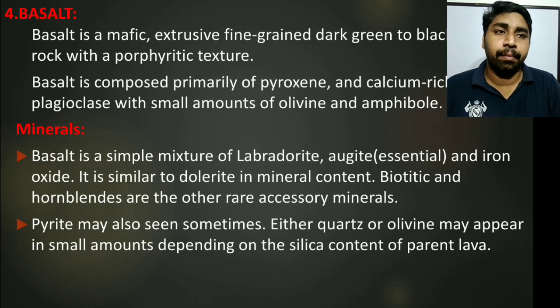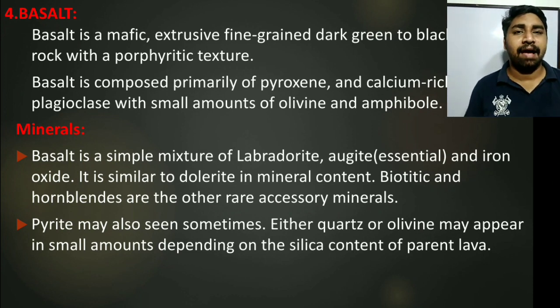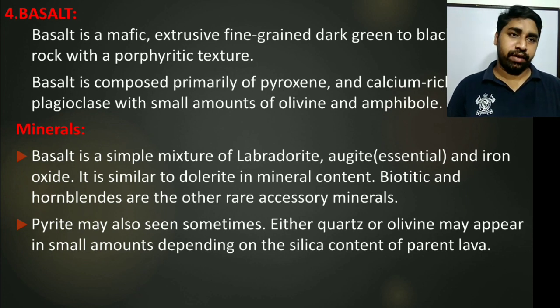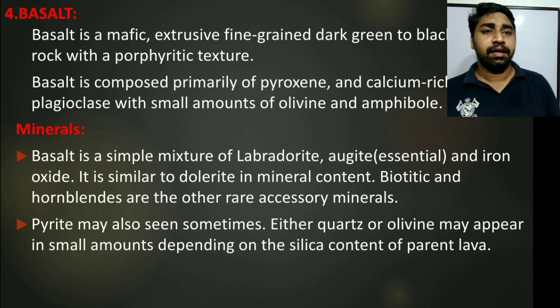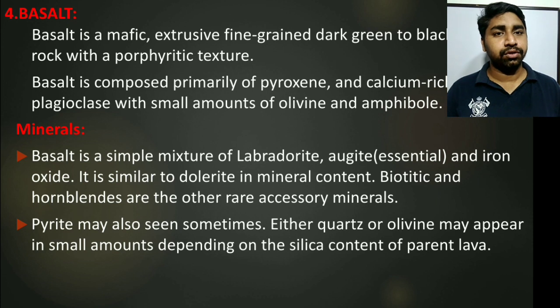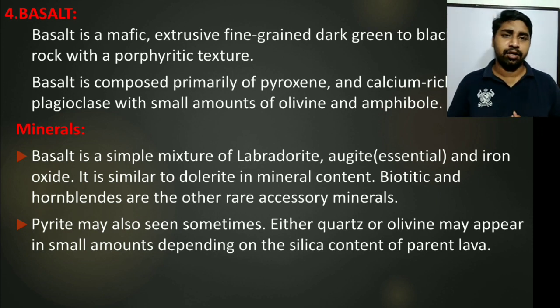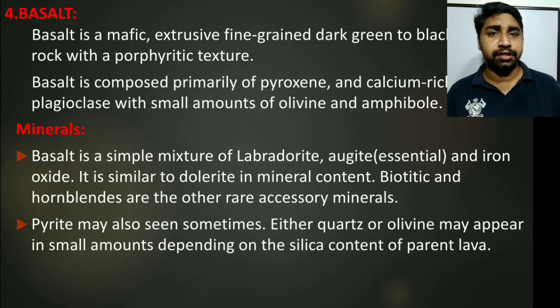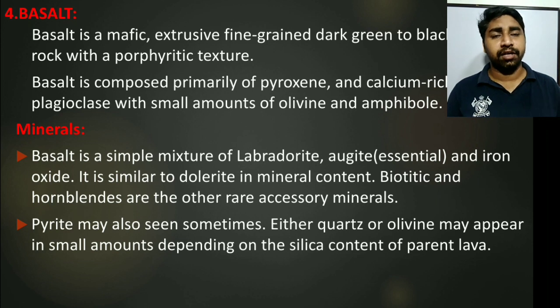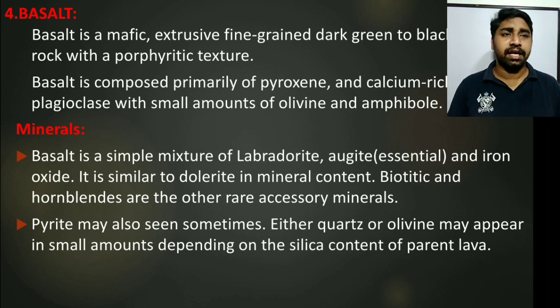Now coming to basalt. Basalt is a mafic, extrusive, fine grained, dark green to blackish rock with a porphyritic texture. It is a dark colored igneous rock, an extrusive igneous rock. Intrusive means available below the ground surface, but here it is an extrusive igneous rock. Basalt is available on the ground surface, formed after solidification of lava expelled from volcanic eruptions.